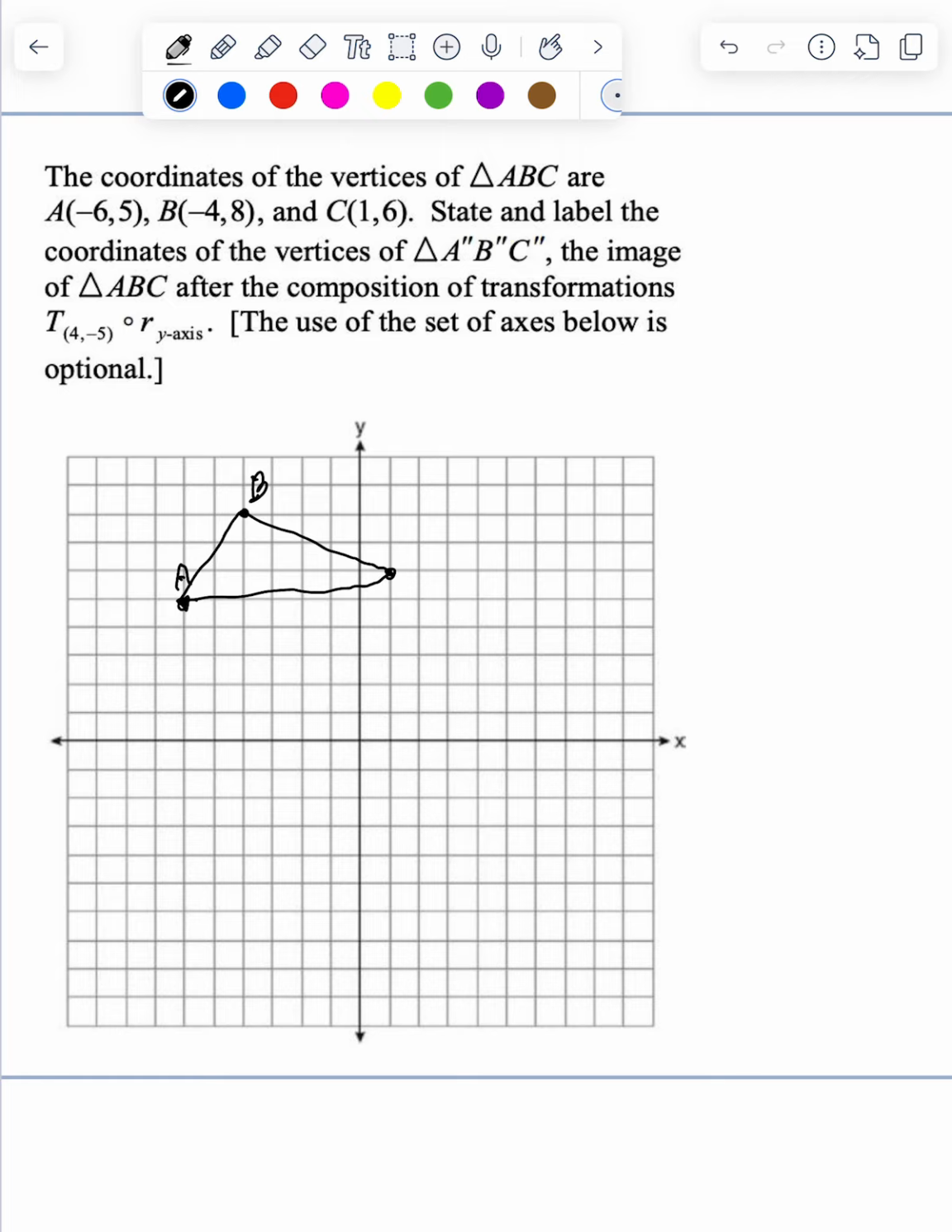And we need to first do a reflection over the y-axis. Remember, whatever's on the right of the circle happens first. So when I reflect over the y-axis, that point is one spot from the y-axis, so we're going to move it one space to the other side. So there's C prime. Oh, sorry, that's A prime. I'm mislabeling.